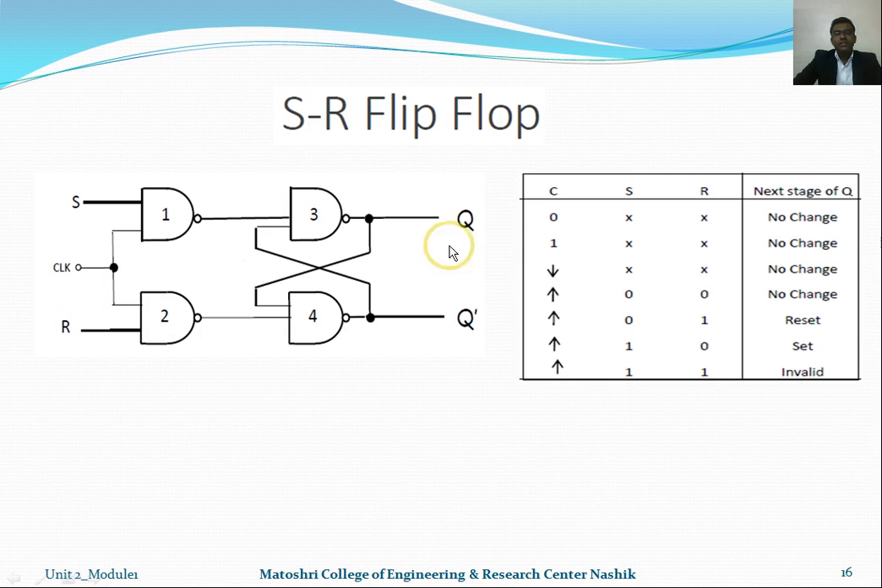This shows the edge. Whenever edge triggering is utilized, the upward arrow indicates the positive edge or rising edge, and the downward arrow indicates the falling edge or negative edge. This is the positive edge triggering, so only for the upward arrow it can generate the output: no change, reset, set, or invalid. Otherwise, for the higher level or lower level, irrespective of any input value, your output is not going to change.